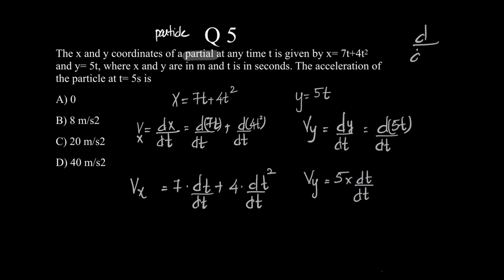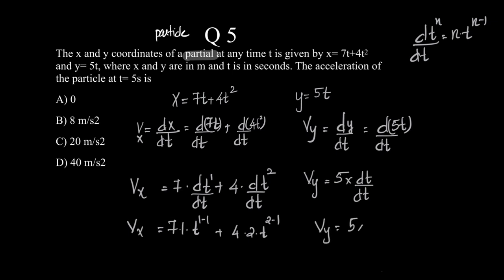Now what is d by dt of t raised to n? It is equal to n into t raised to n minus 1. In which case, what do we get here? Vx is equal to 7 into, this is t raised to 1, so 1 into t raised to 1 minus 1, plus 4 into t raised to 2, so 2 into t raised to 2 minus 1. Similarly, Vy is equal to 5 into t raised to 1, so 1 into t raised to 1 minus 1.